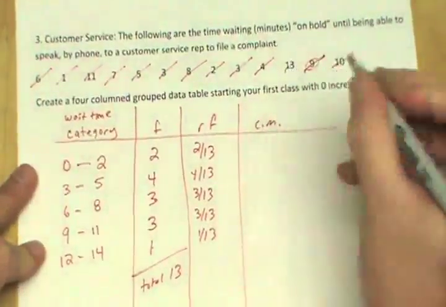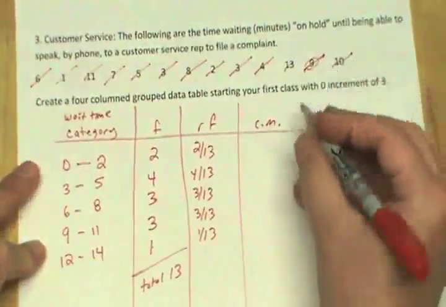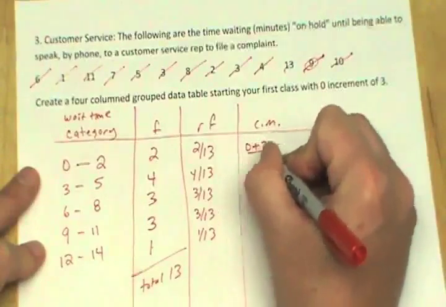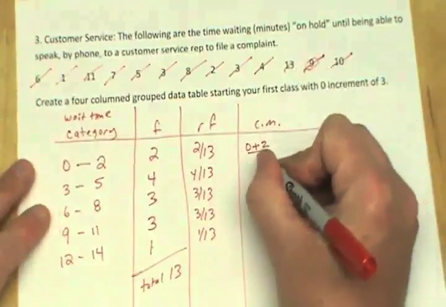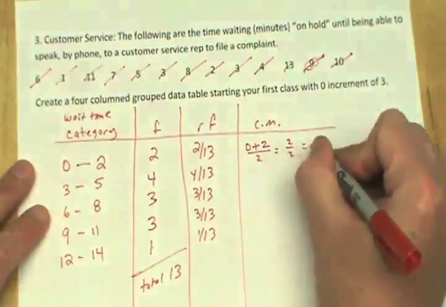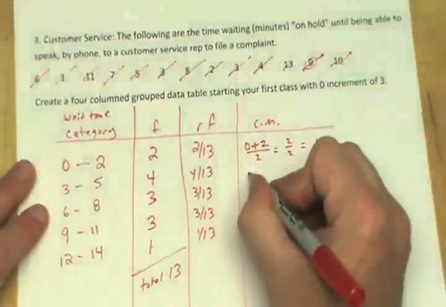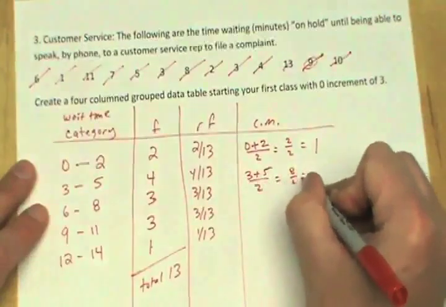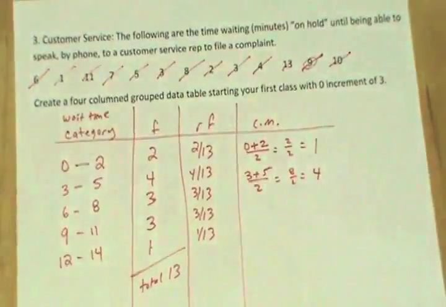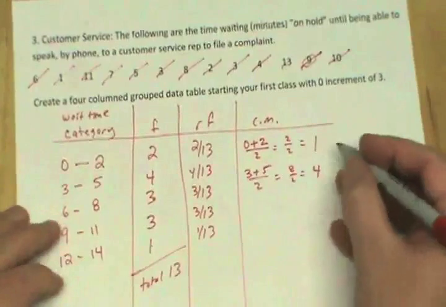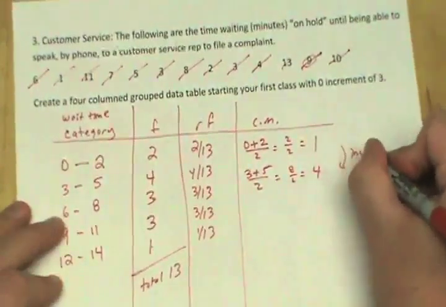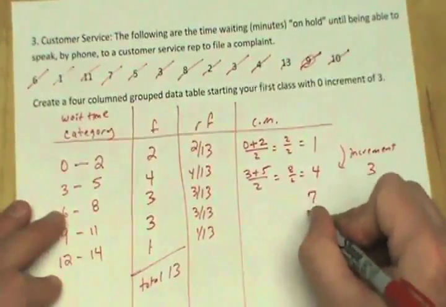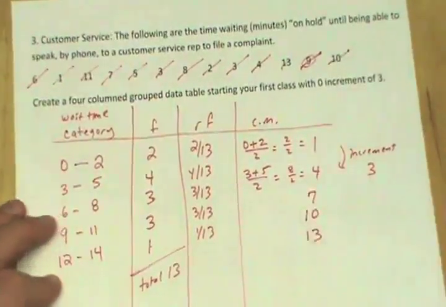And then the class midpoint. The middle between 0 and 2 you can pretty much figure out is 1. So you can either just put the number 1, or if you want, add the lower number of the interval and the higher number of the interval, and divide by 2. 2 over 2 gives me 1. And for 3 and 5, the lower and upper divided by 2: 8 divided by 2 gives me 4. You can continue that process if you like, or just realize that the increment has to match, so the increment is 3. If I add 3, it gives me 7, and then 10, and then 13, and those would be our class midpoints.